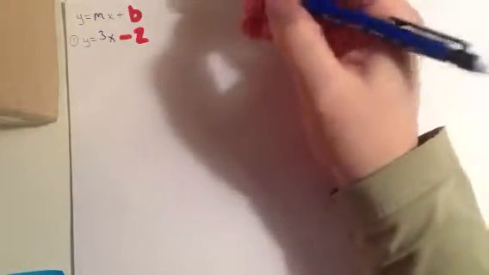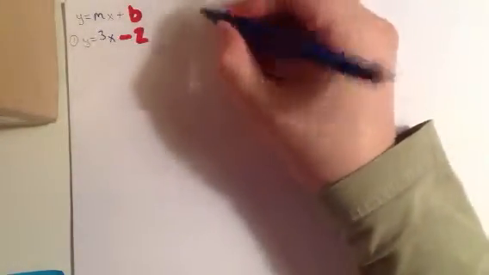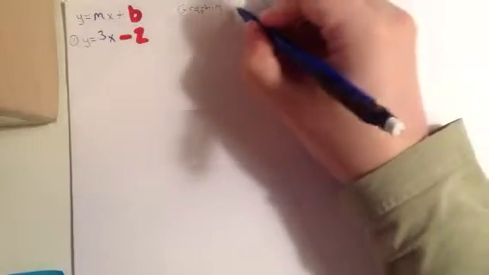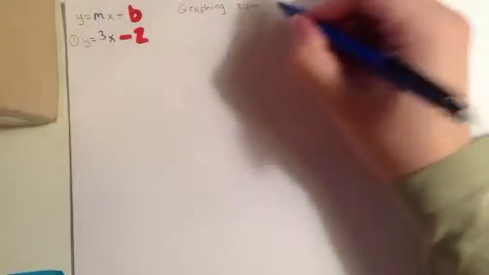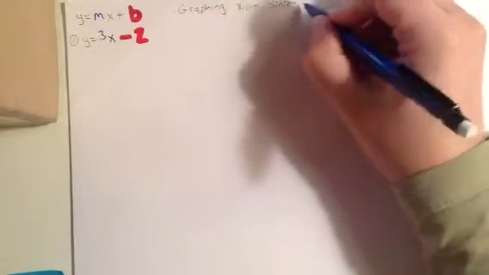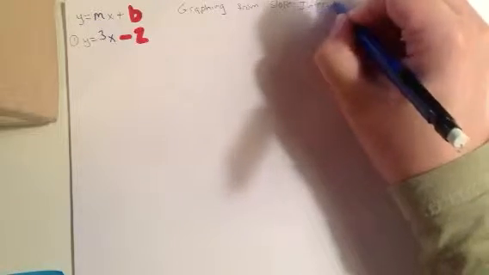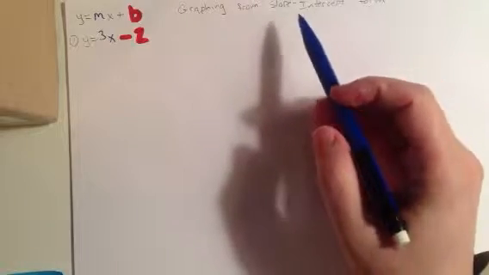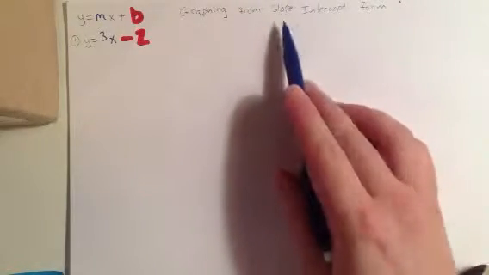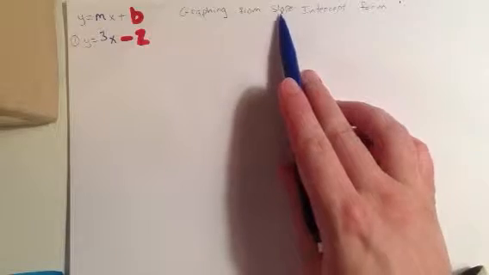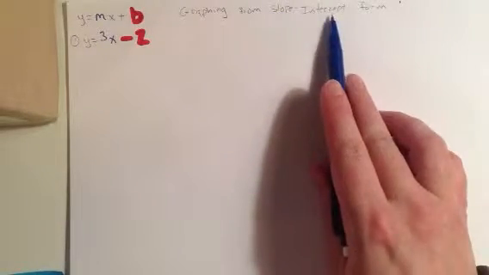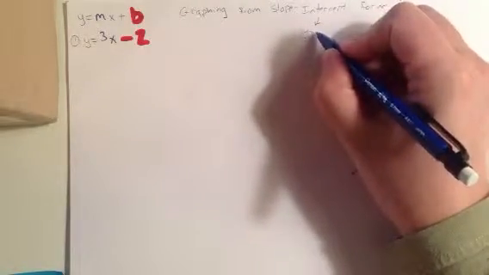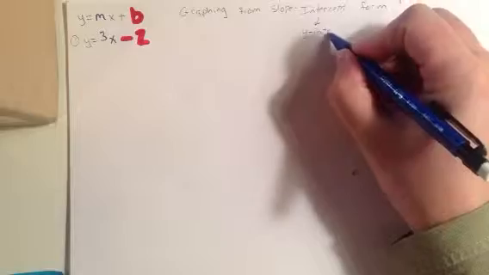Okay, so the first skill we're going to cover from section 5.6 is graphing from slope-intercept form. With slope-intercept form, we've got two things that we need to be able to find from our equation. The first is the slope, and the second is the intercept. And here, the intercept that we're looking for is actually the y-intercept. Remember, this is where we cross the y-axis.